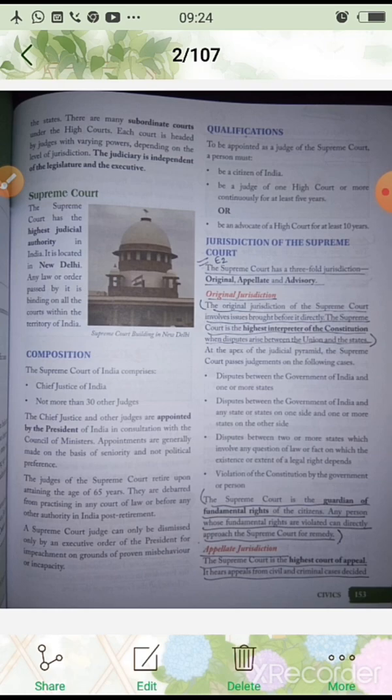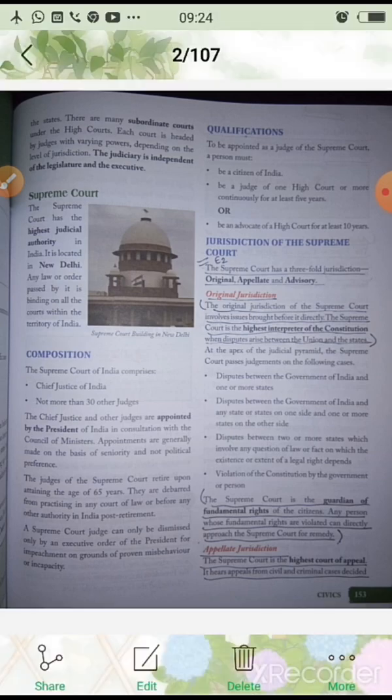debarred from practicing in any court of law or before any other authority in India post retirement. Okay, now what is given? Post retirement means after retirement. So they are debarred from practicing in any court, that is, they are not allowed to work in any other court once they get retired.